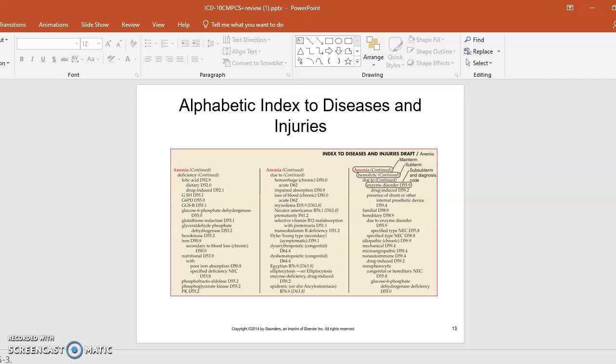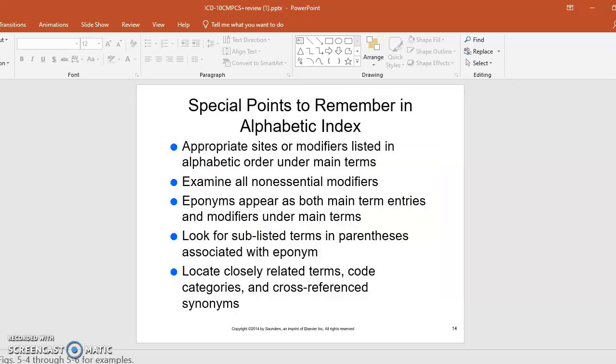So as you can see here, we just go back to your main term, subterm, and then subterm. So again, you go as far as you possibly can go to get that code. Okay, just special points to remember in your alpha: the appropriate sites or modifiers listed in alpha order under main terms. Then you want to go through all the non-essential modifiers. You want to look at eponyms. You want to look for all sublisted terms. Locate closely related terms, code categories, cross-references.